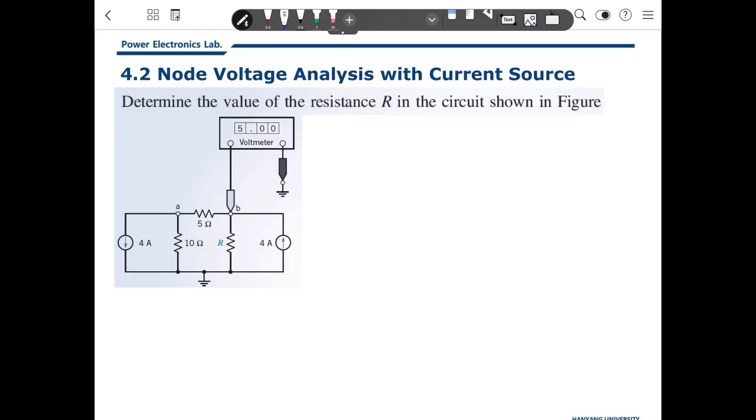This is another example in your textbook. It is Example 4-1. The problem is to determine the value of the resistor R here, where the current is flowing. So we will redraw this circuit this way.